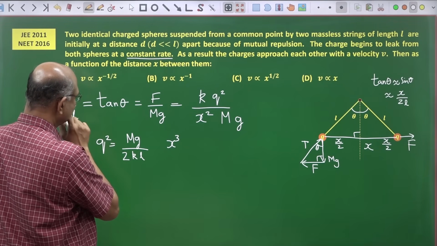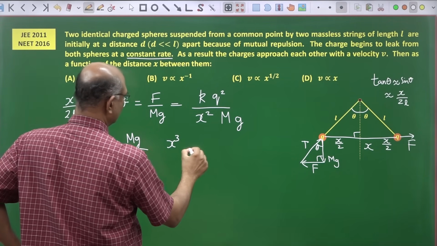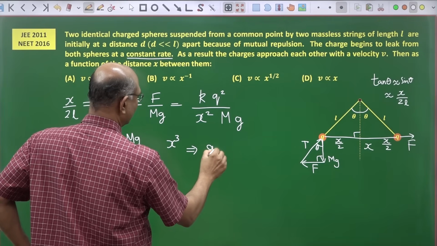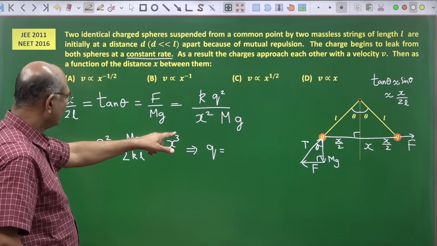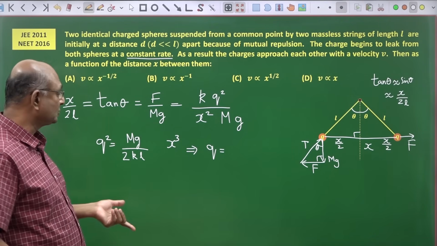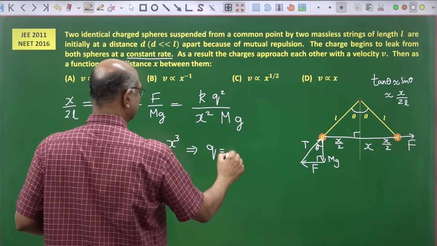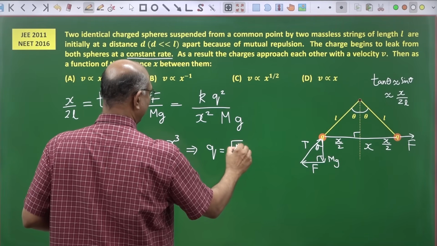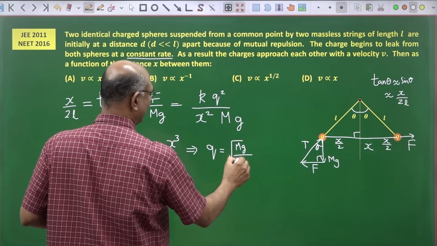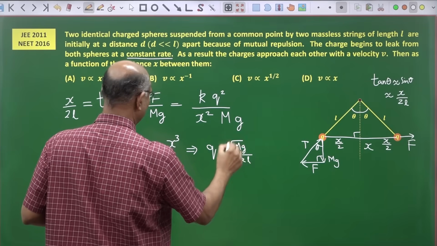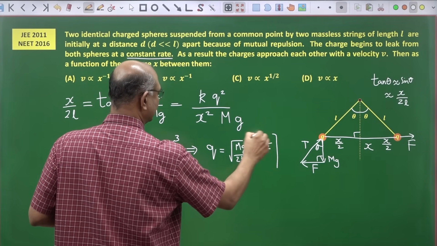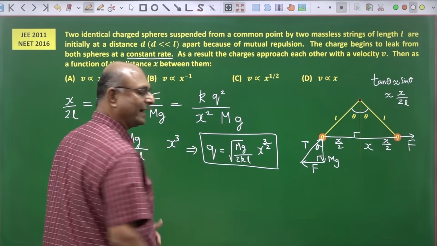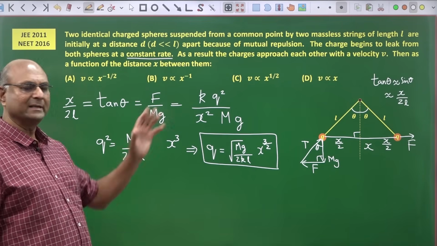So this tells us that q is a constant times, what is the square root of this? X to the power of 3 by 2. So it is root of mg by 2kl, we don't need all this, times x to the power of 3 by 2. So this is the relationship between q and x at any given instant.